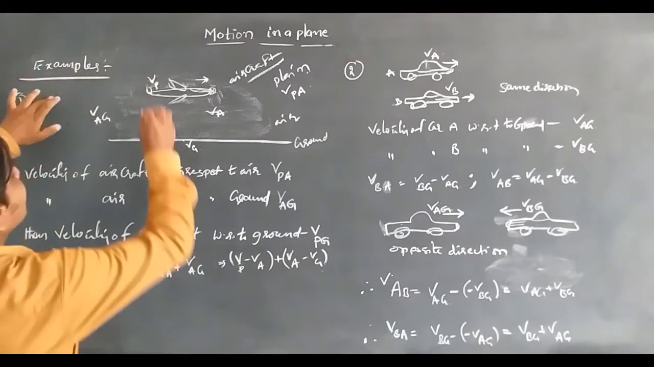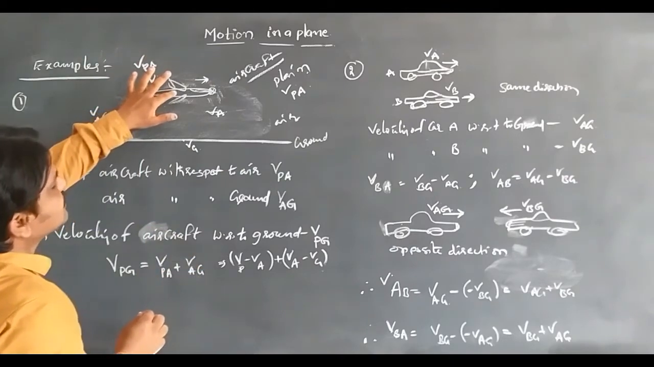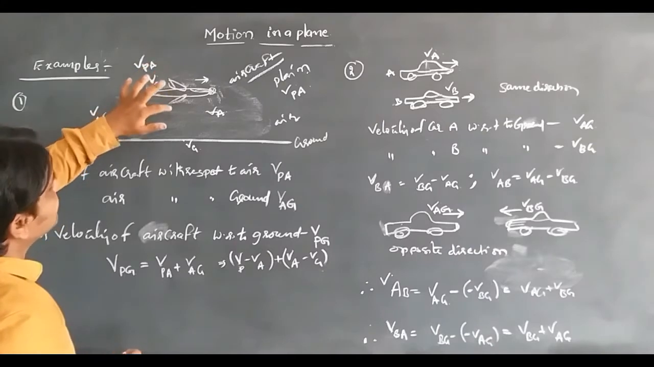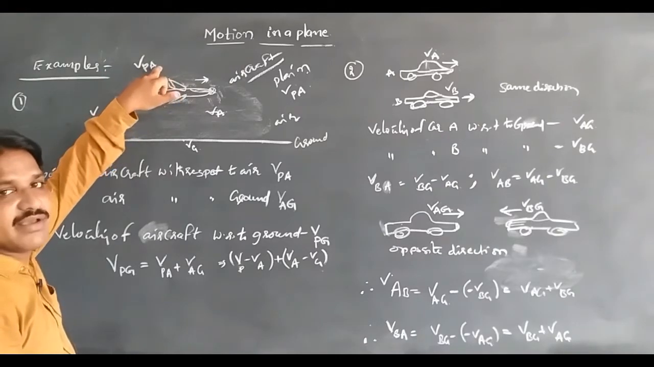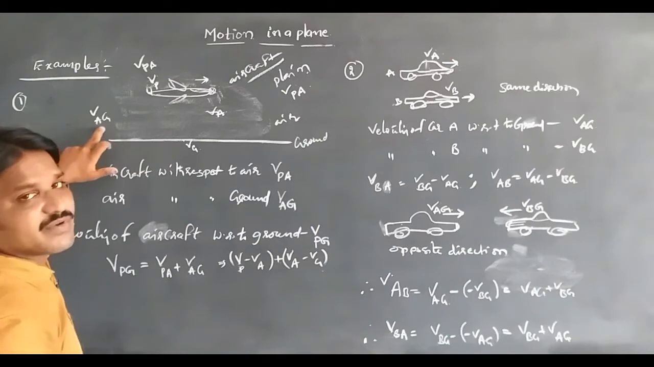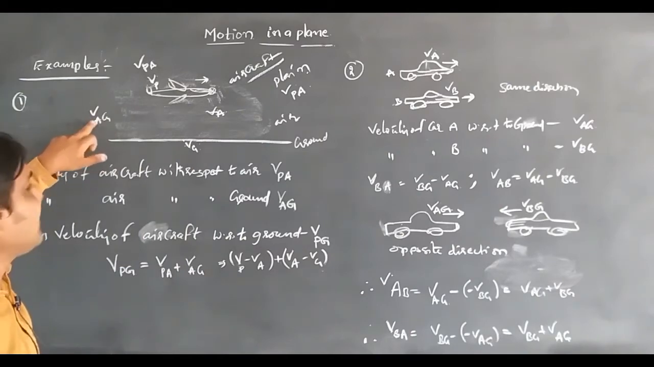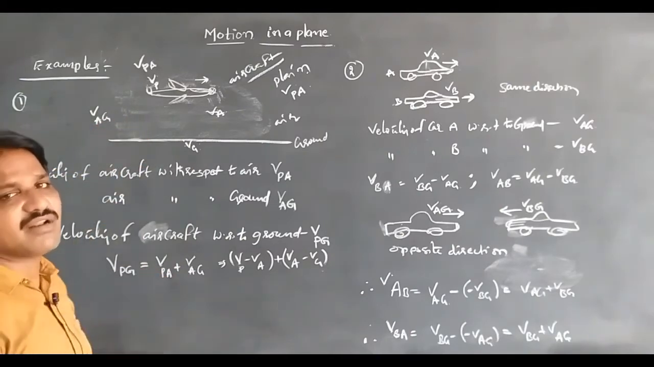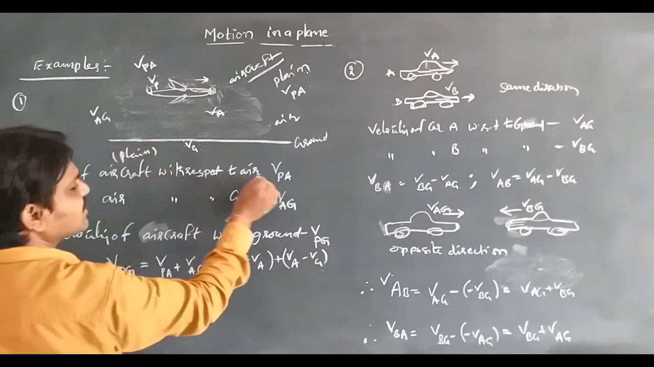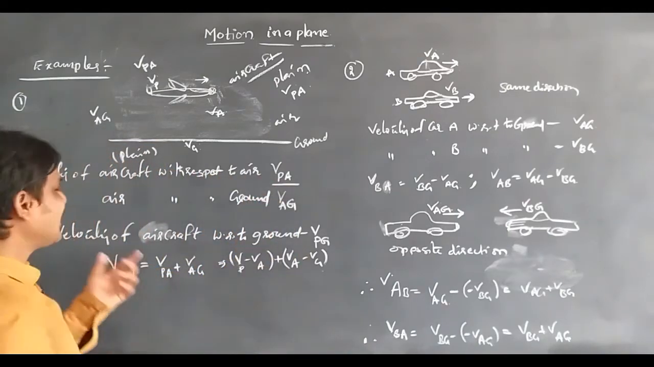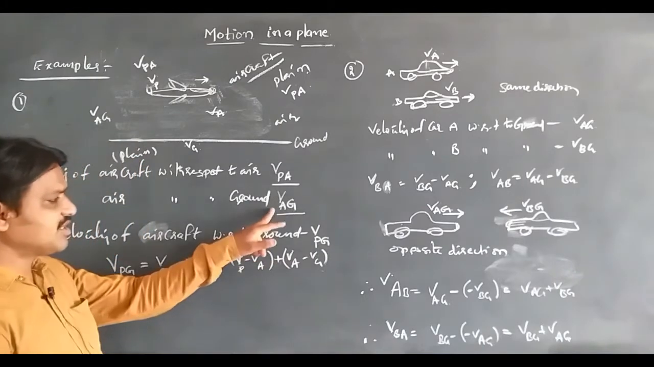As well as here, the velocity of the plane with respect to air, because it is moving in the air, will be Vpa. The velocity of the plane with respect to air, we are comparing with the air velocity. The air itself has some velocity, while the ground is always at rest, we know that. So the velocity of the air with respect to ground, but the air itself has some velocity. Finally, the velocity of the plane with respect to the air is Vpa, and the velocity of the air with respect to the ground is Vag.